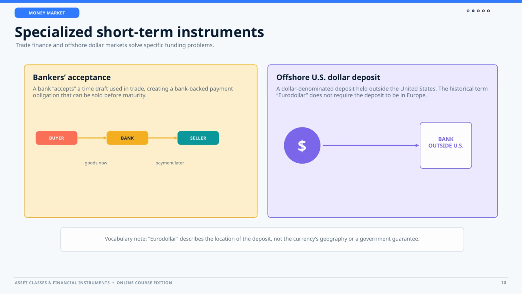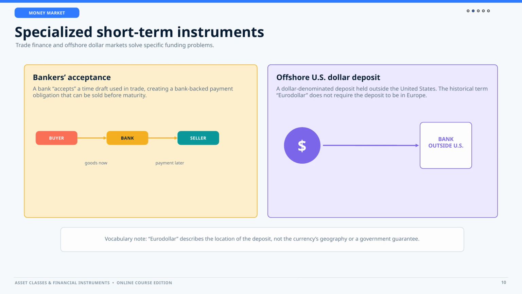Bankers' acceptances developed as a way to support trade. A buyer authorizes a bank to make a future payment to a seller. When the bank accepts the time draft, the bank becomes responsible for payment, and the accepted draft can be sold in the market.